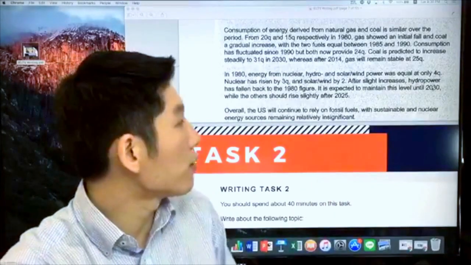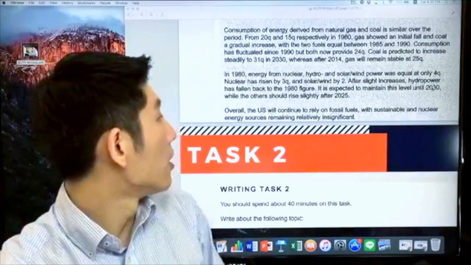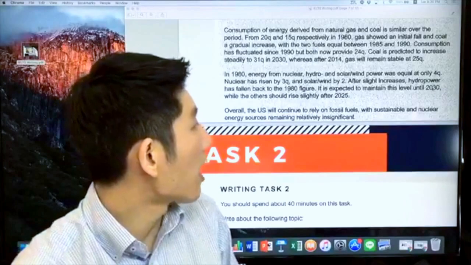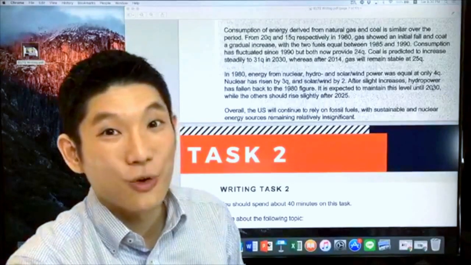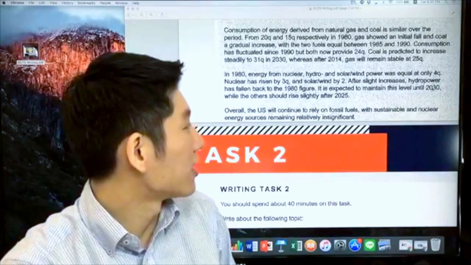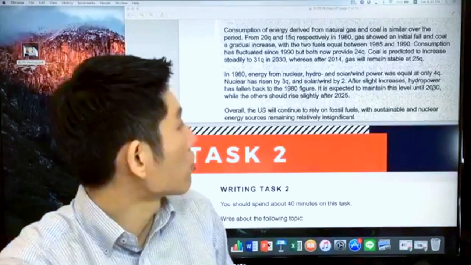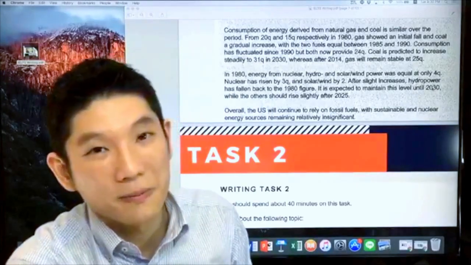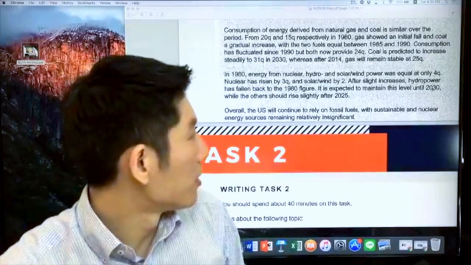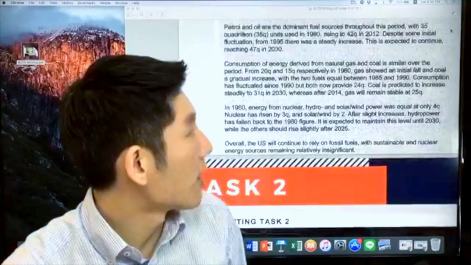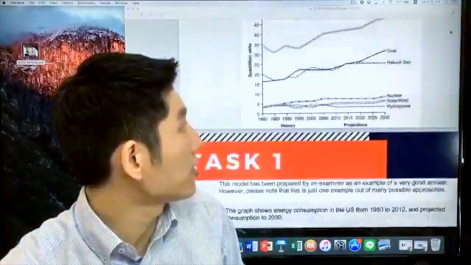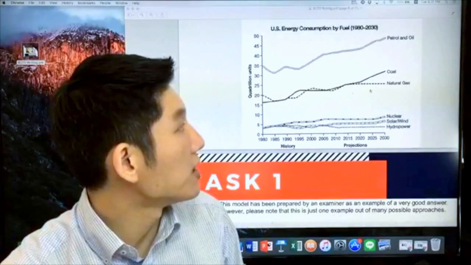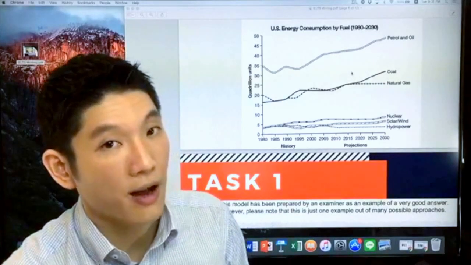Overall, and he even provides an overview, the U.S. will continue to rely on fossil fuel. Sounds like the U.S. we know today. Okay, with sustainable and nuclear energy sources remaining relatively insignificant. So this candidate, or this high achiever, does an excellent job at summarizing the information presented in the graphs.